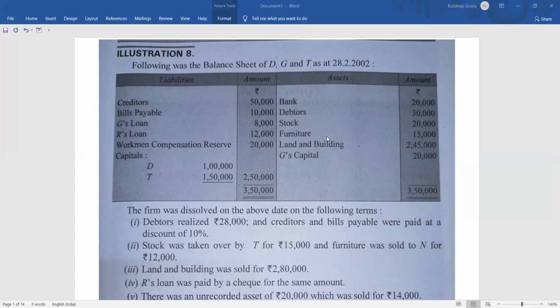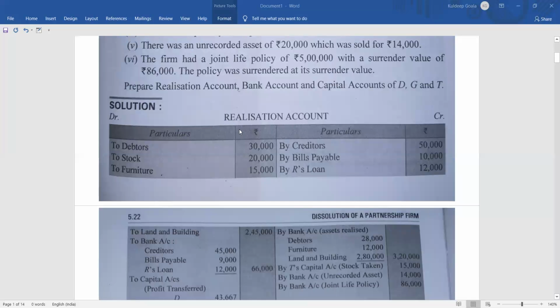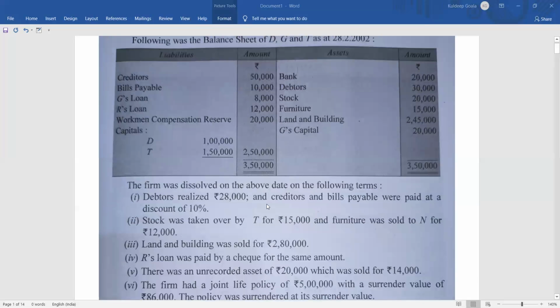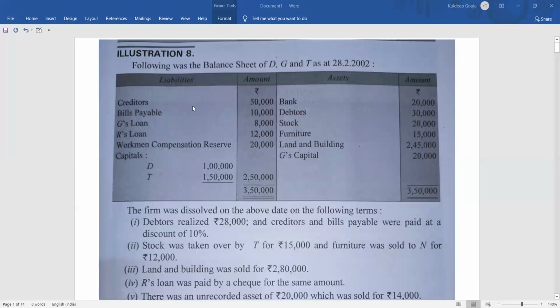Realization account will be debited to debtors 30,000, stock 20,000, furniture 15,000, land and building 2,45,000, all the book values. So realization account debit to all the assets: to debtors 30,000, to stock 20,000, to furniture 15,000, to land and building 2,25,000. Clear? Now we'll go to the liability side and we'll transfer the liabilities.